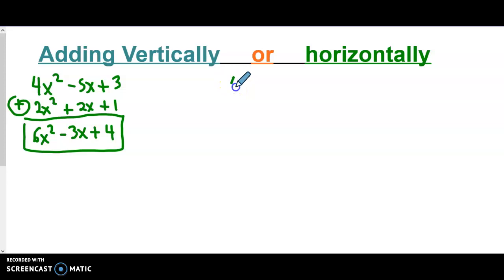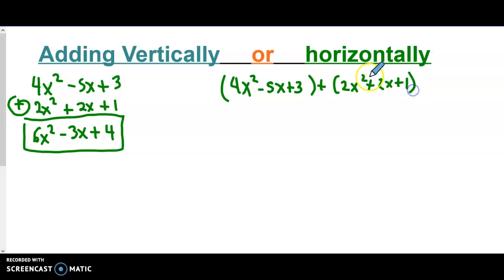If I do the same thing horizontally, here's what I would have. Let me just write it down first. I can put in parentheses if I want to. All right, so again, when I'm adding horizontally, I don't have to worry about parentheses. 4 plus 2 is 6 of that. Negative 5 plus 2 would be negative 3 of that. And finally, 3 plus 1 would be positive 4.